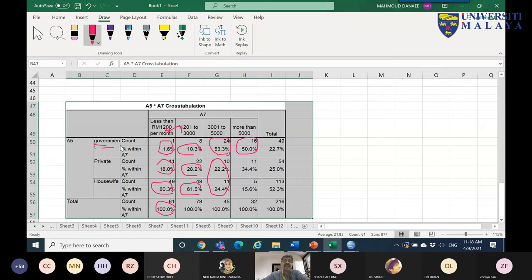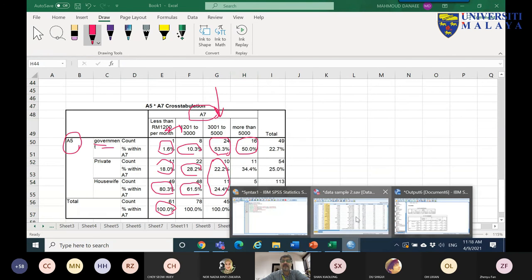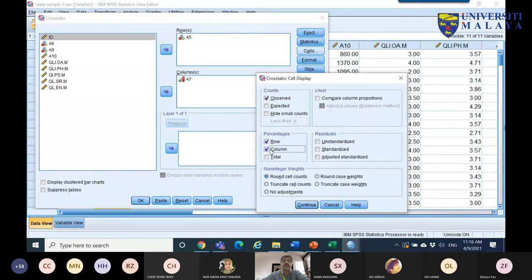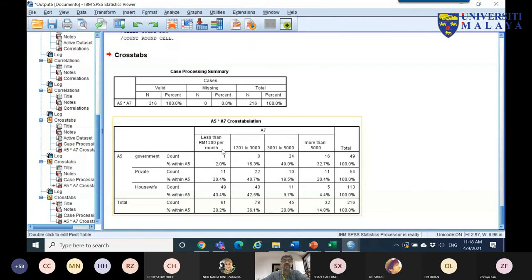Can I say that there is a relationship between type of job and salary or income? Probably yes, there is something, but how can we prove it? This percentage I calculated according to what? According to column. This percentage was calculated based on the column. So it is possible for me also to change it to the row. It's up to you which one you want to report, which one you want to emphasize.